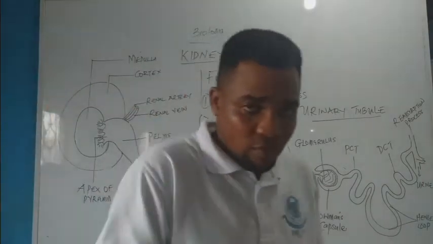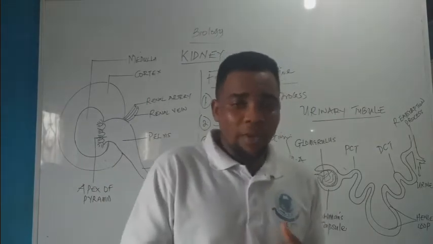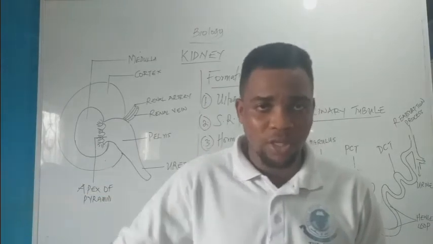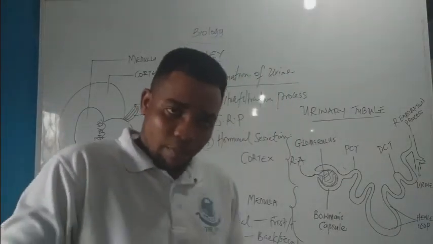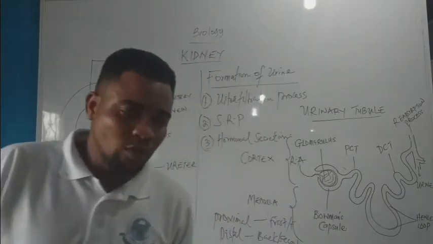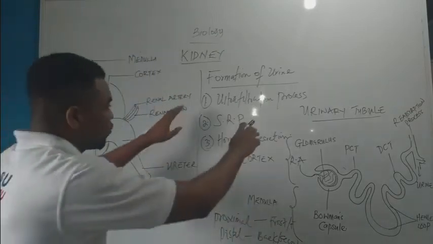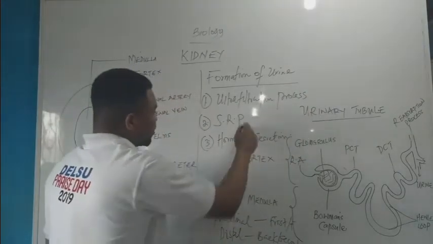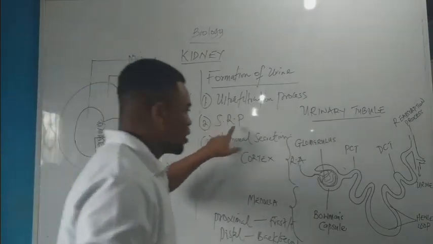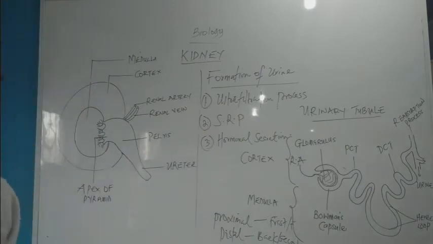Glomerulus to reabsorb deoxygenated blood from the body to form impure blood and some glomerular filtrate, and deposit back the blood, the pure blood, to the body and transfer the glomerular filtrate through the Bowman capsule for further reabsorption. Now, that's the end of what? Ultrafiltration process. The next one is what? SRP, which is known as what? Selective reabsorption process.